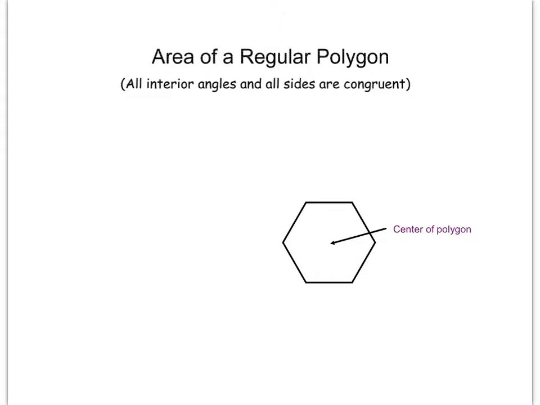Okay, the definition of a regular polygon you already know, but it's a polygon where all interior angles and all sides are congruent. So looking down here, this is a regular hexagon because it has 6 sides, and every regular polygon has a center, which we're going to call, in this case it could be a P or an O, but whatever point this is the center of the polygon.